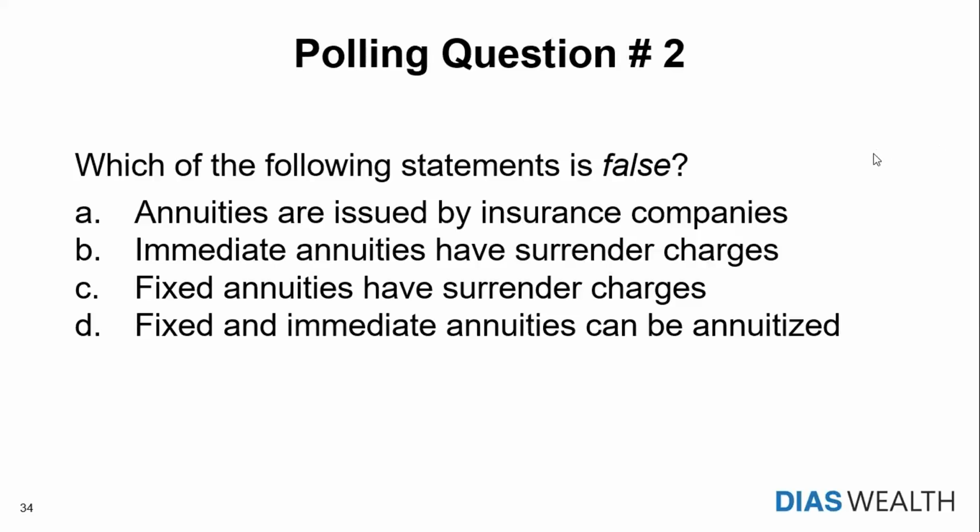And 39% of you said the answer was B. That is the correct answer. Just remember that immediate annuities don't have surrender charges. They can only be sold on the secondary market, and that's either partial or fully, just to kind of add to that. And I know we're going over a lot of content, but again, immediate annuities can only be sold on the secondary market.